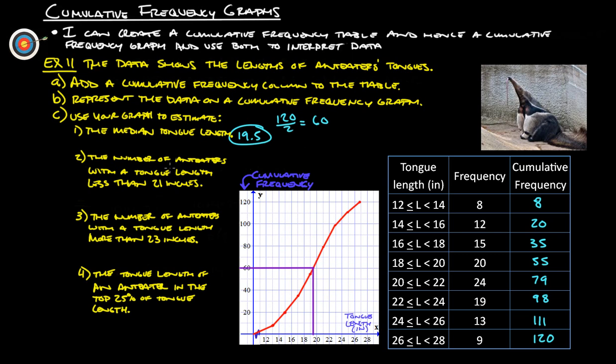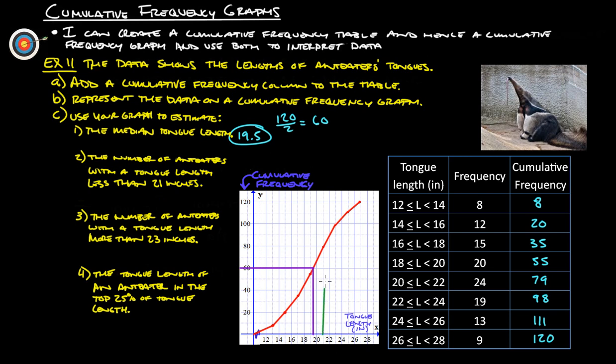Okay. Estimate the number of anteaters with a tongue length that is less than 21 inches. So we're going to do the same thing here. Now we're going to go to, say, 21. Let's just use a different color, make this easier. So we'll go to 21, which is right here, and we do the same idea.